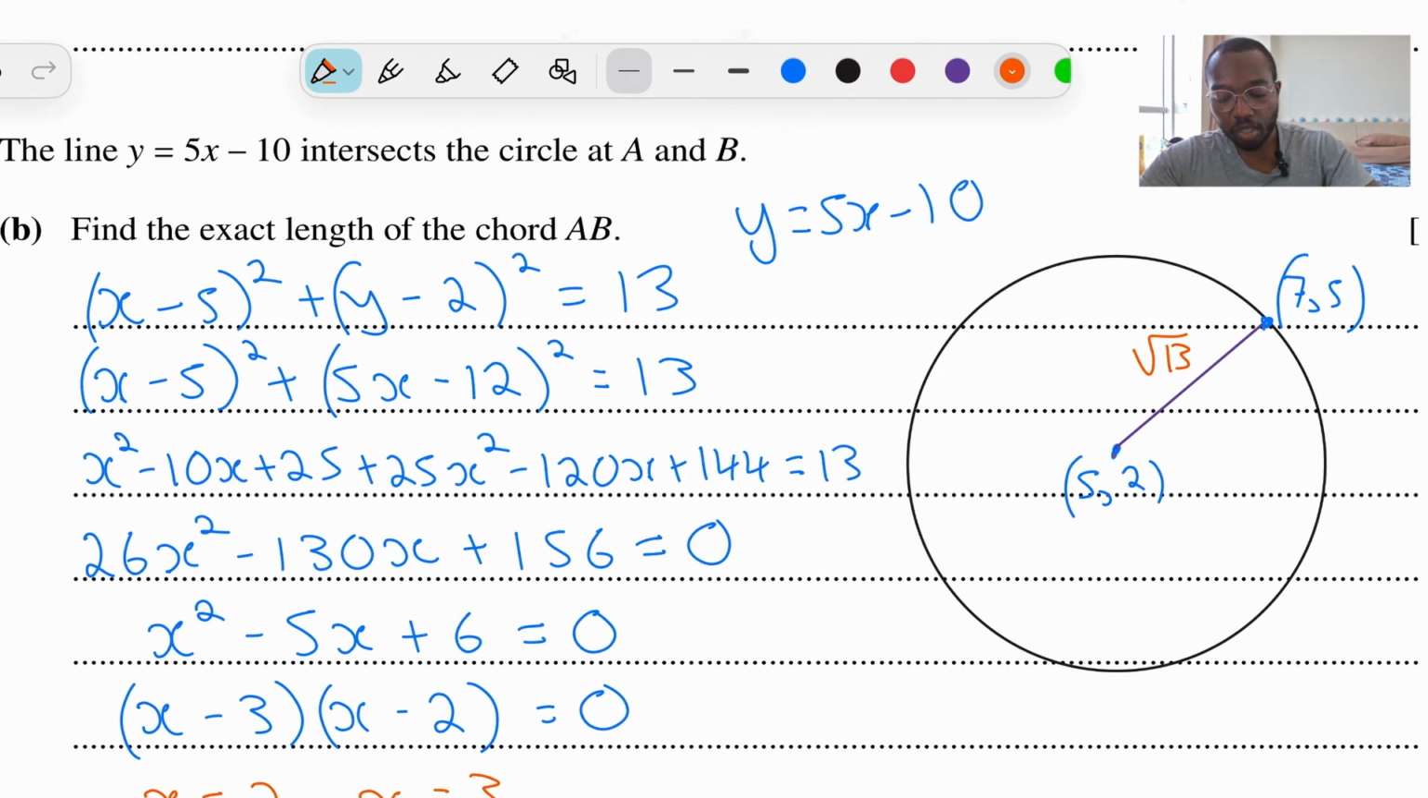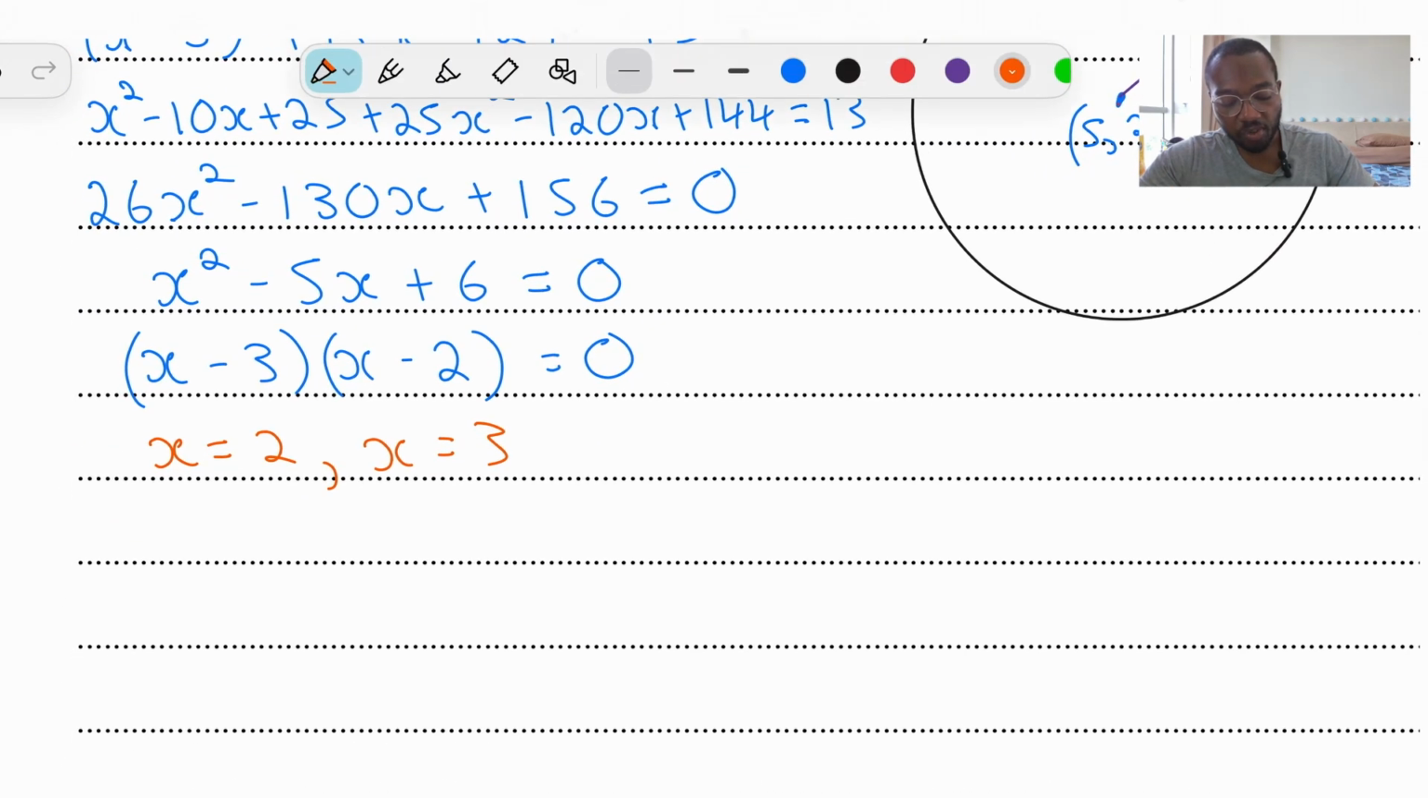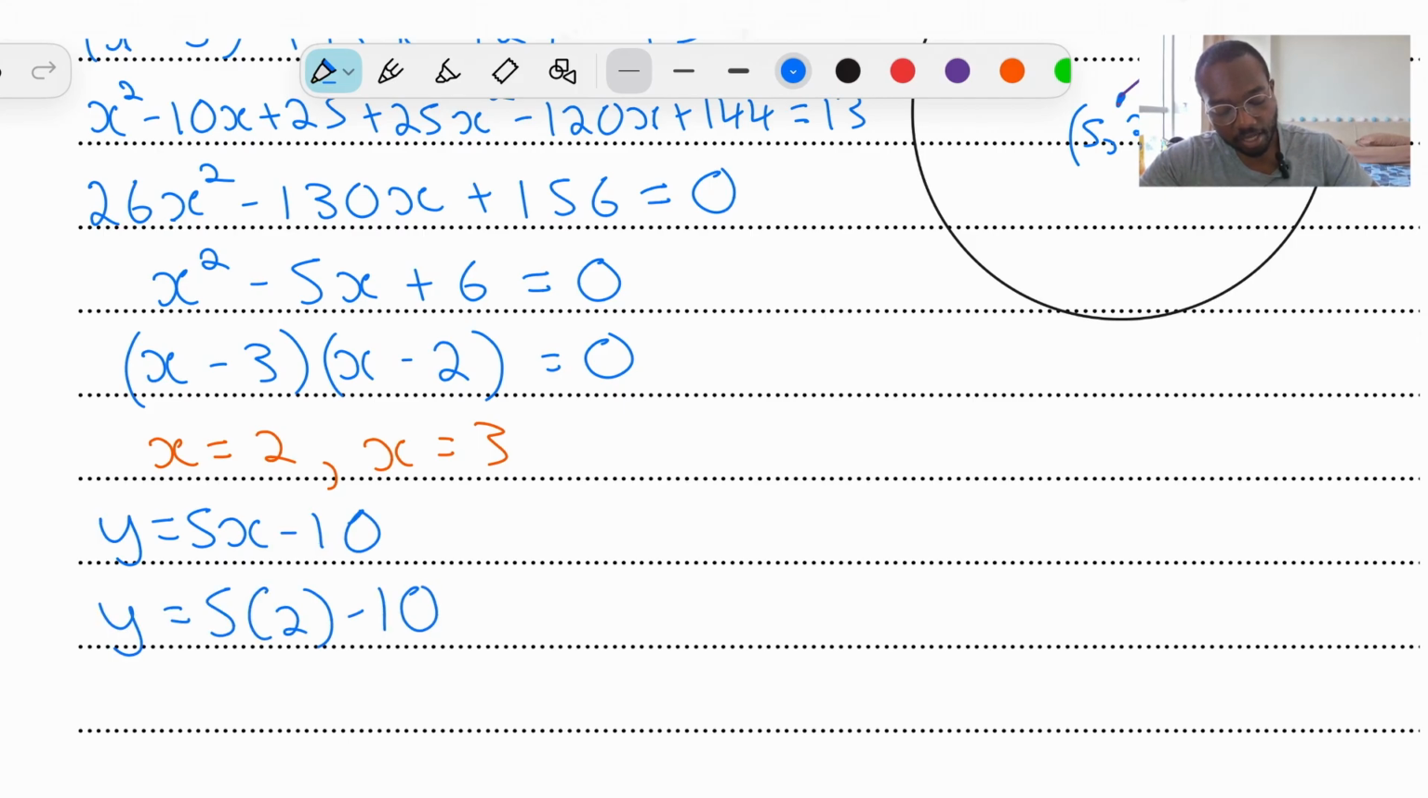I will choose y equals 5x minus 10 because that is the easier equation to use. So if we put both these values in, then when x is equal to 2, y is equal to 5 times 2 minus 10, which makes y 0. So one of the coordinates is (2, 0).